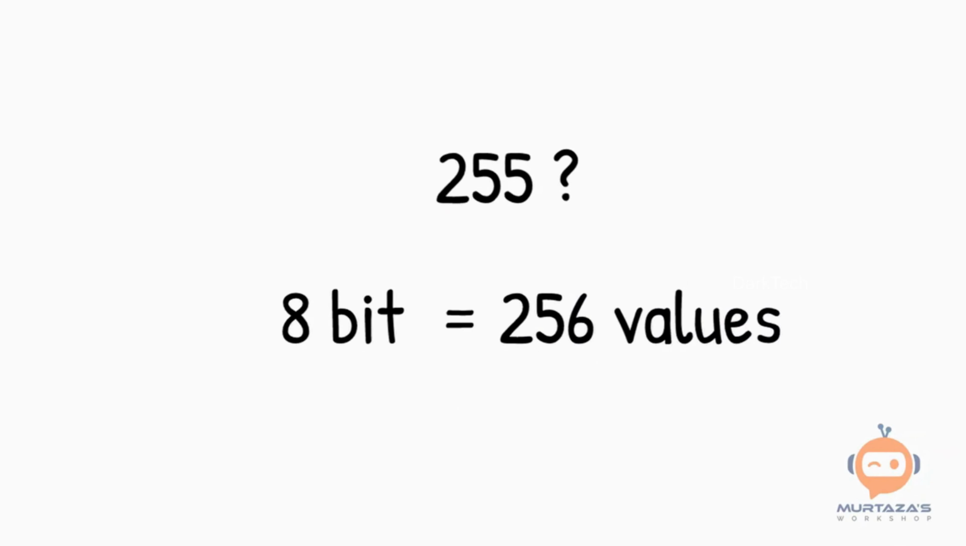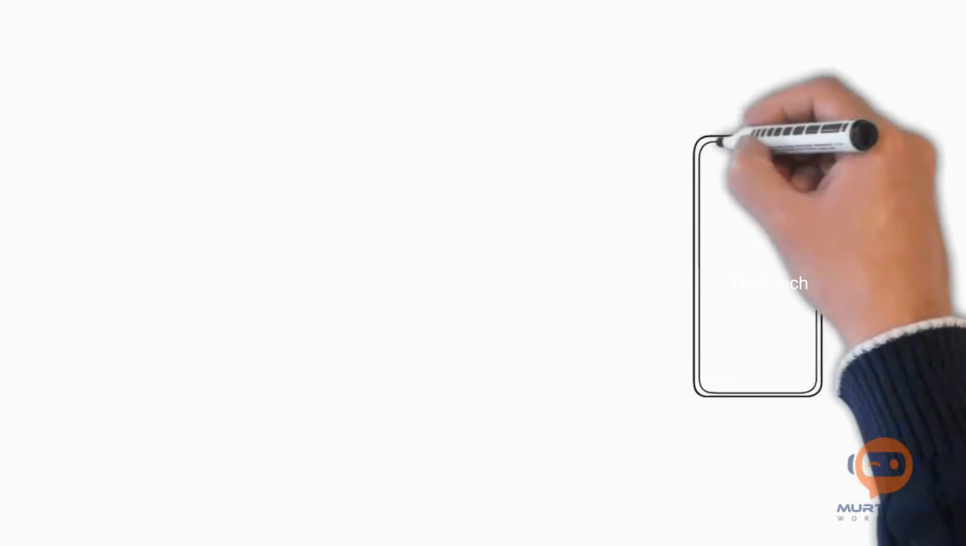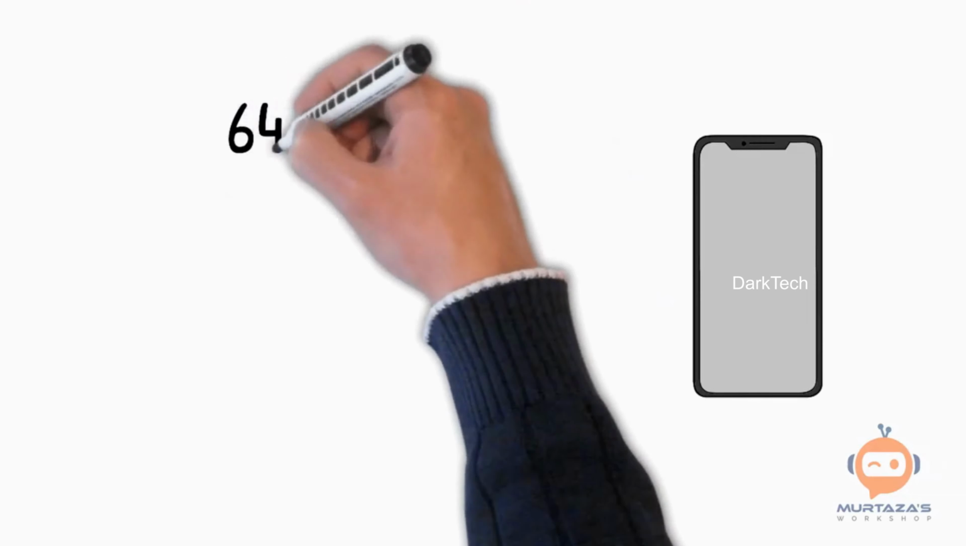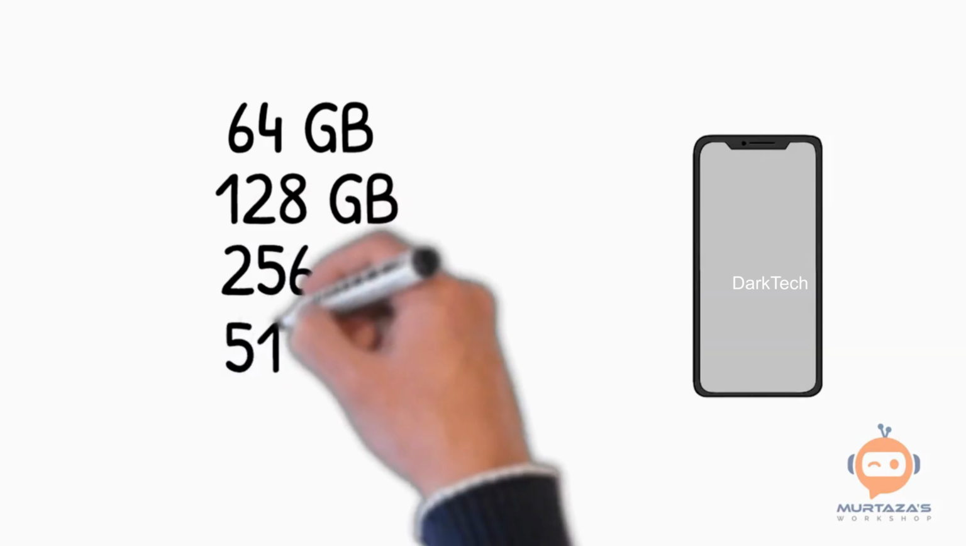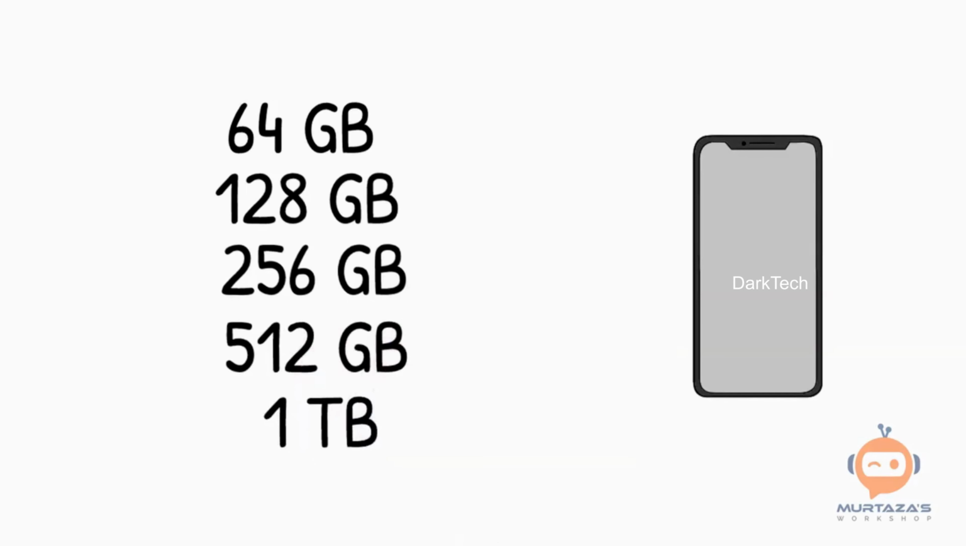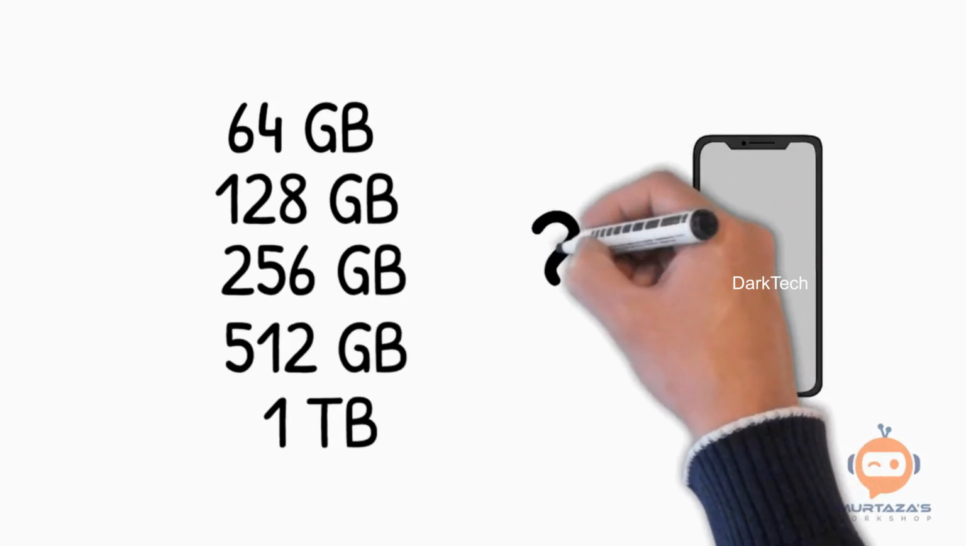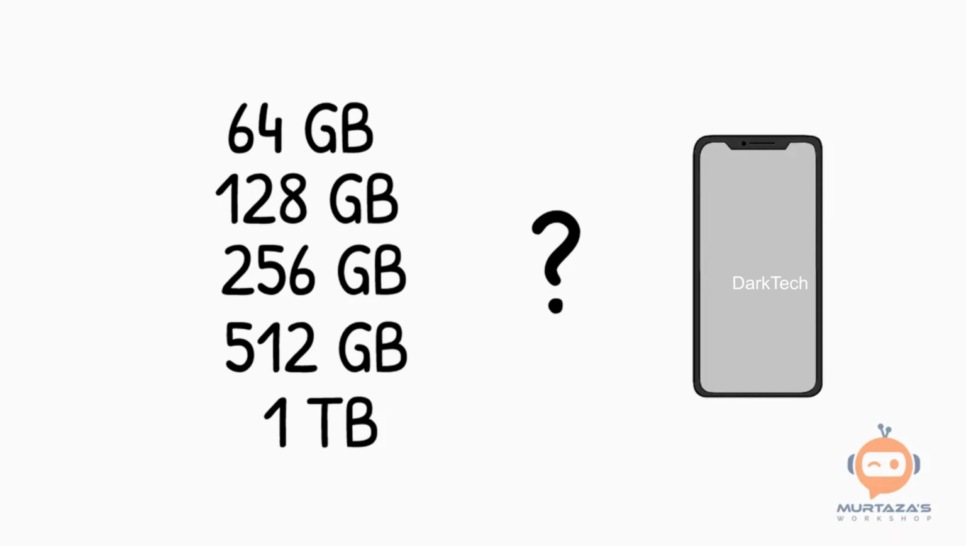Bit values are used all around us. For example, when you buy a smartphone, you have the option of buying a 64 GB, 128, 256, 512 or even 1 terabyte hard disk phone. So where do all these random values come from?